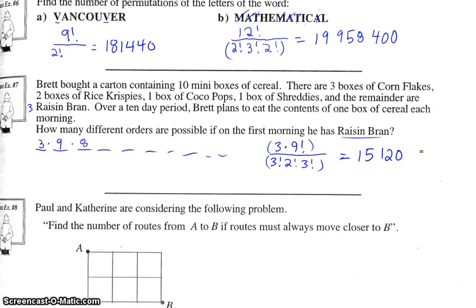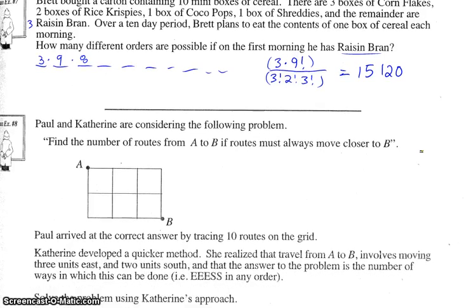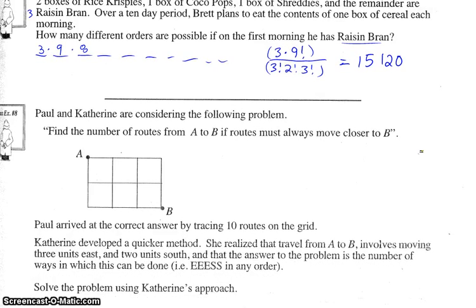Why would you want to figure that out? Example number 8. Ours is not to question why, ours is to learn this. Paul and Catherine are considering the following problem. Find the number of routes from A to B if routes must always move closer to B. Now, Paul arrived at the correct answer by tracing 10 routes on the grid.